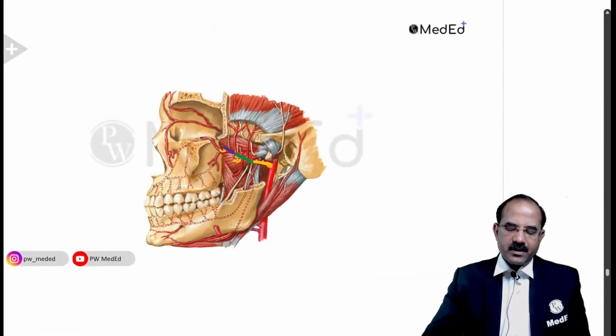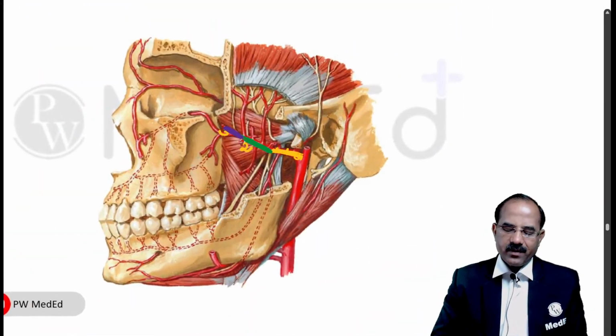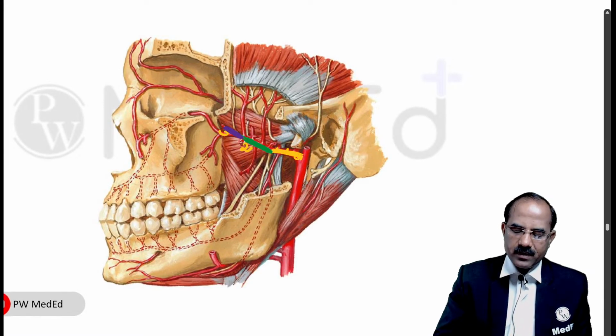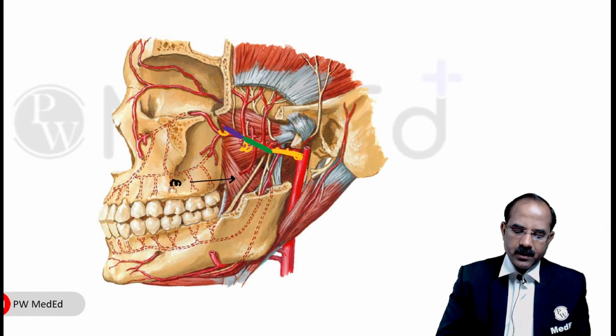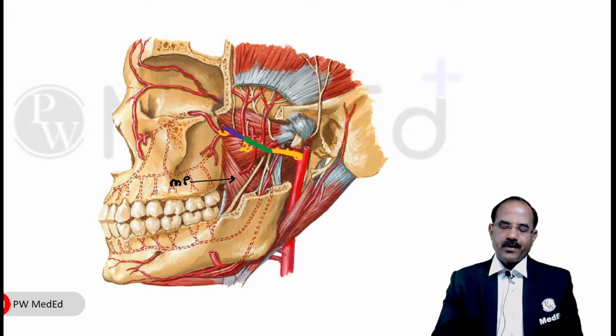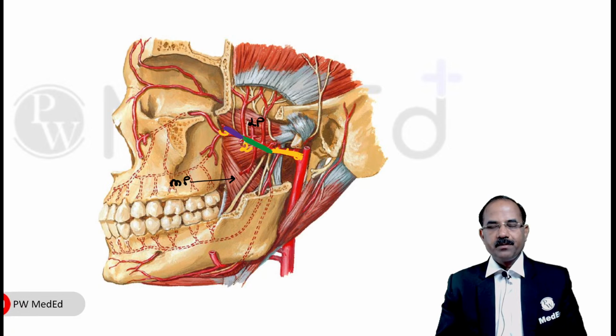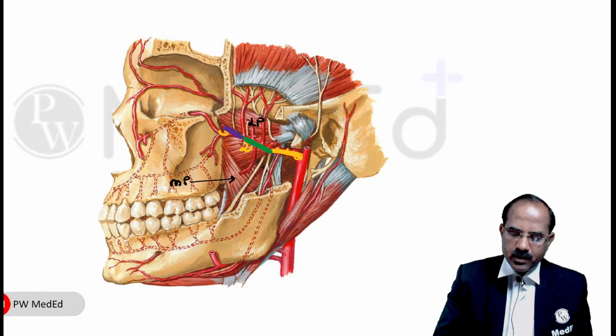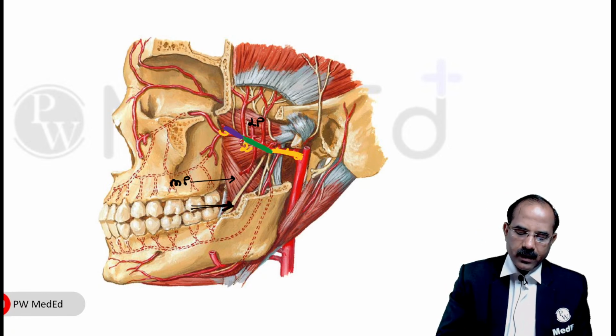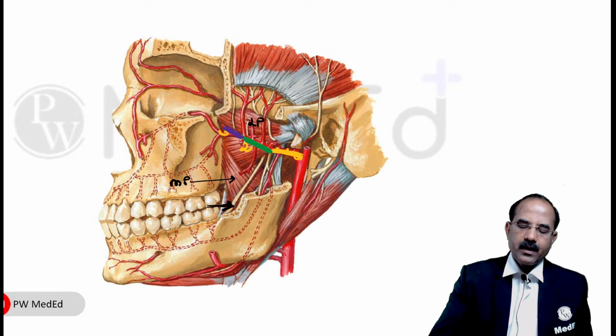Very good. One minute, just see the slide. Can anyone tell me what this muscle is? That's the medial pterygoid. What is this muscle? That's the lateral pterygoid. That's the medial pterygoid. What is this nerve, children? That's the lingual nerve. That's not the inferior alveolar. That's the lingual.